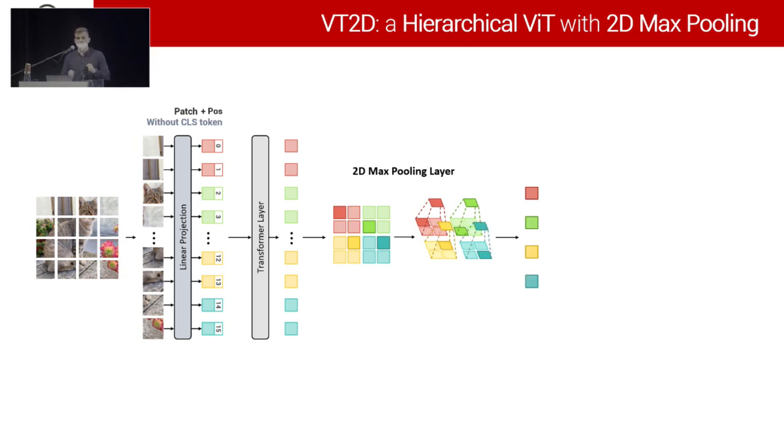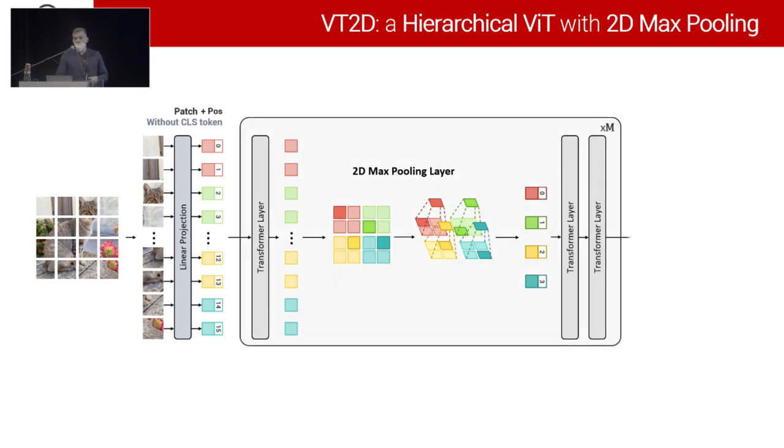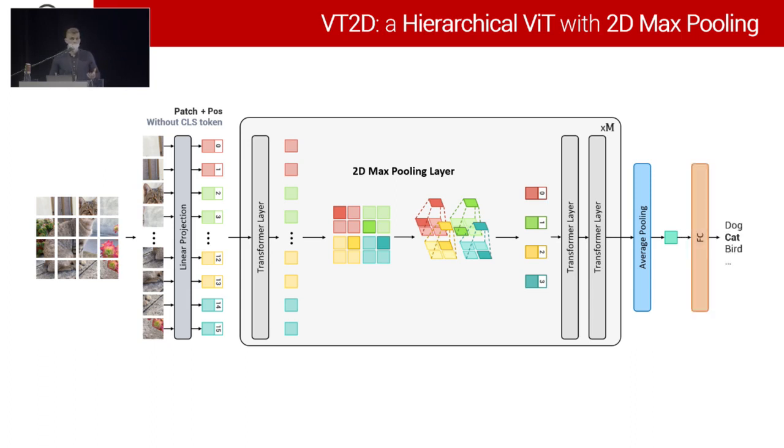The downsampled visual tokens are then added with a set of new learnable positional embeddings, and the result is fed in input to two additional transformer layers. All these stages that I just explained are repeated m times. We add an average pooling layer after the last transformer layer of the last stage of our architecture in order to reduce the length of the sequence to a single token. And this single token is fed in input to the last fully connected layer that predicts the final output class.